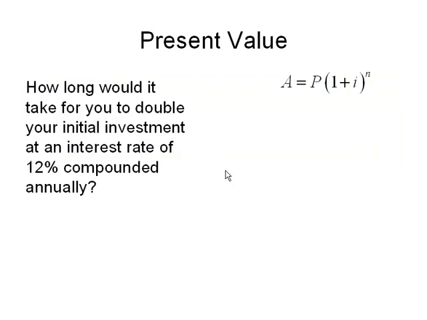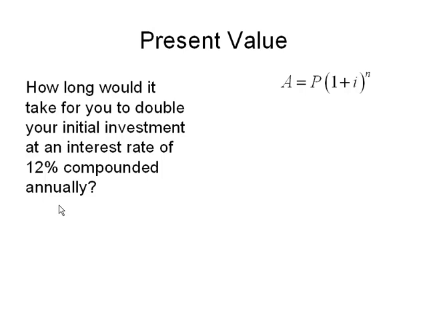Let's go ahead and do a problem. This one says, how long would it take for you to double your initial investment at an interest rate of 12% compounded annually? I'm kind of using that 12% here because with the stock market, some years it does better, some years it does worse, but 12% is a pretty good average. So if we had this average out to 12% each year, we could ask ourselves exactly this question: how long does it take to double?